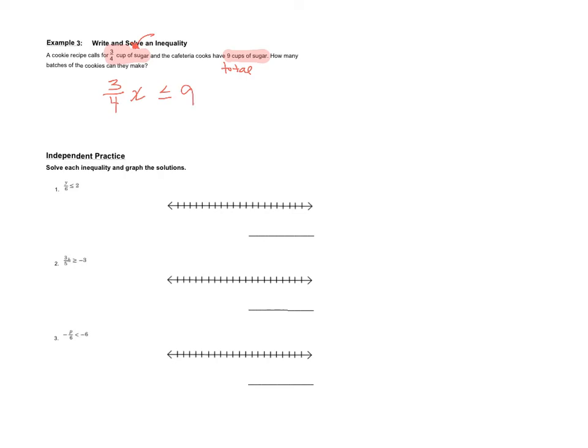We could see how many batches of cookies they can make now. So a couple options. I can multiply by the reciprocal, or I can eliminate the fraction right away. I can multiply by 4 on both sides first if I want to. And so I get 3x is less than or equal to 36. And then to isolate x, it's multiplication, so I'm going to do the opposite. I'm going to divide both sides by 3, and x is less than or equal to 12. So they can make 12 or fewer batches of cookies.